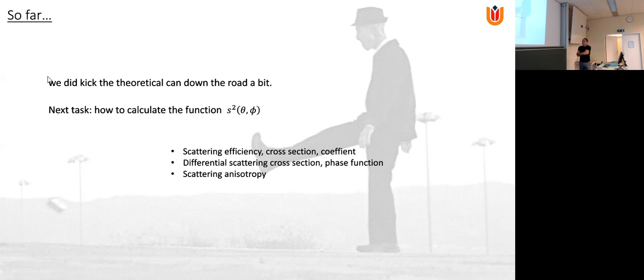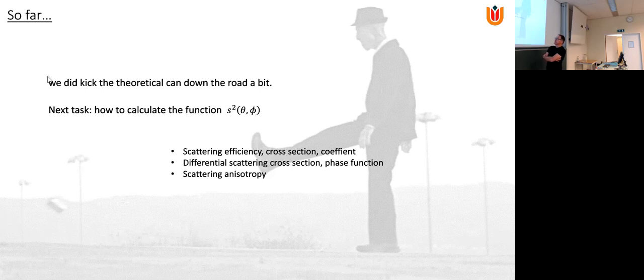So what have we done so far? We calculated an expression for the scattering cross-section, but the actual theoretical can is kicked down the road a little bit, because we still don't have an expression for s squared of theta and phi, and that is what's contained in the directional information. What we do have is the scattering efficiency, the scattering cross-section, and coefficients, simply because we applied the same definitions that we had for absorption to the scattering process.